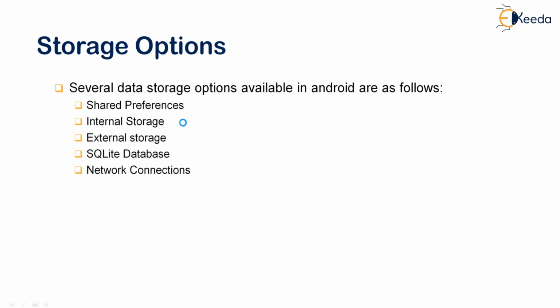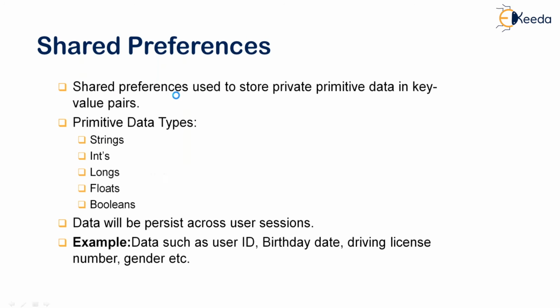Now, what are the different storage options provided by Android? The first one is shared preferences, then internal storage, external storage, SQL database, and network connections. Now let us see them one by one briefly. Shared preferences, as the name itself says, is used to store private primitive data in key-value pairs. Private means it is something personal.